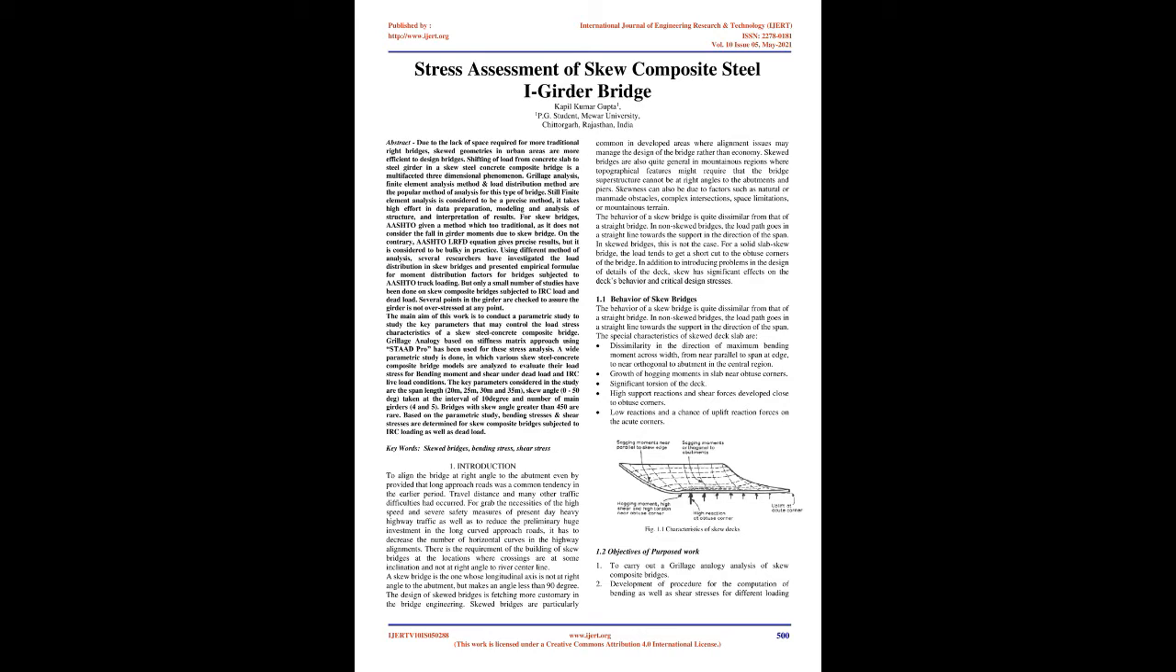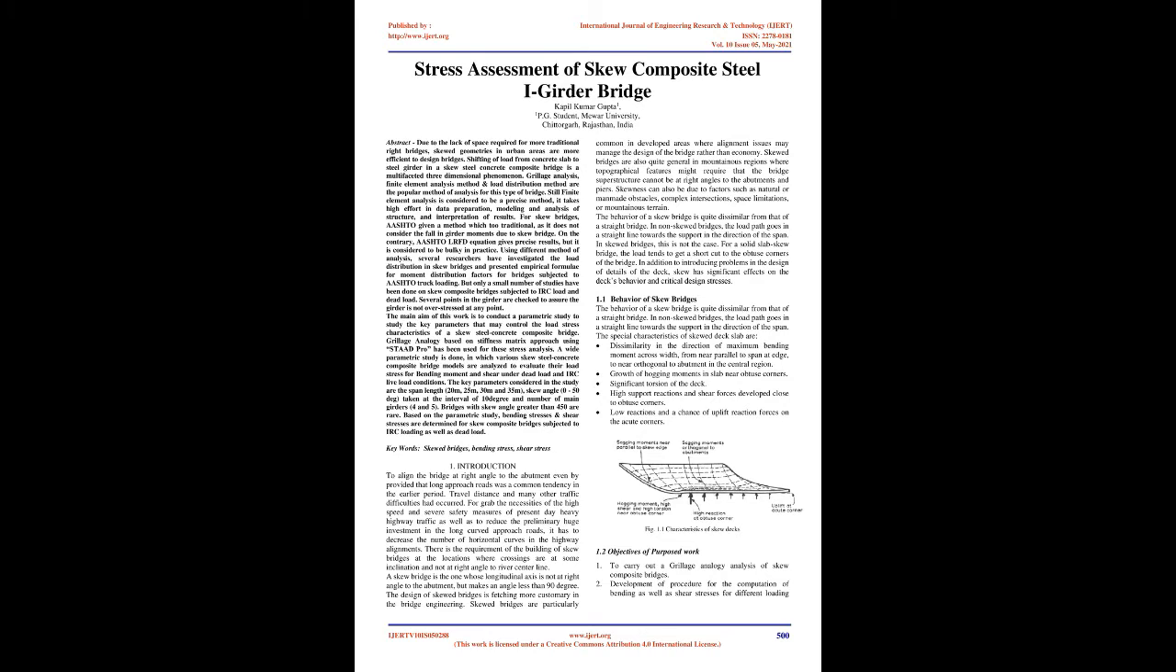1. Introduction. To align the bridge at right angle to the abutment, even by providing long approach roads, was a common tendency in the earlier period. Travel distance and many other traffic difficulties had occurred. To meet the necessities of the high speed and severe safety measures of present-day heavy highway traffic, as well as to reduce the preliminary huge investment in the long curved approach roads, it has to decrease the number of horizontal curves in the highway alignments. There is the requirement of the building of skew bridges at the locations where crossings are at some inclination and not at right angle to river center line.